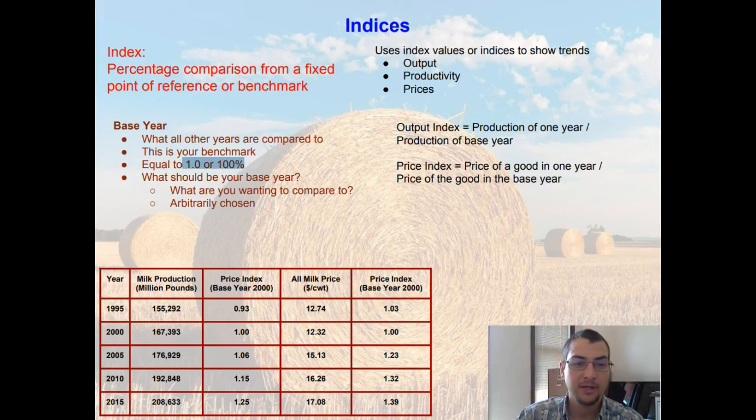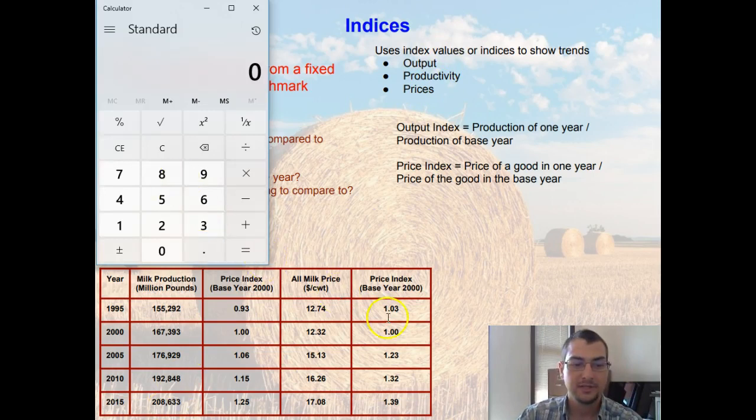Now another common index that we might see in agriculture is the price index. In the price index, we're comparing the price of a good in one year to the price of a good in the base year, and we're putting it in percentage format. All we're doing is a percentage comparison of one year to a fixed point or benchmark. So let's go ahead and do some of the equations on that and see how that comes up as well.